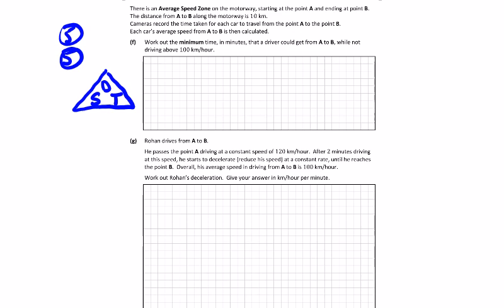Average speed zone on a motorway, starting at A and ending in B. Here's A, here's B. It's 10 kilometers long. Cameras record the time taken. Work out the minimum time that the driver could get from A to B while not driving above 100. So it could come in at A at 100 and it could end at B at 100. So what are we looking for? We're looking for time. Time is equal to distance over speed.